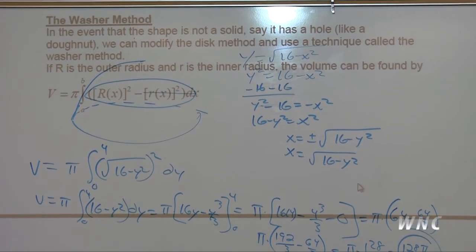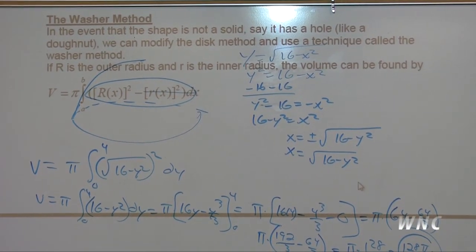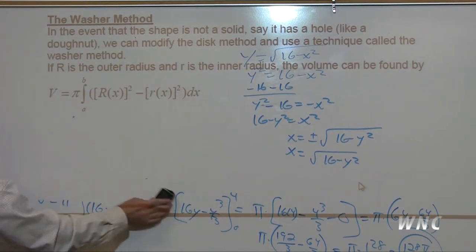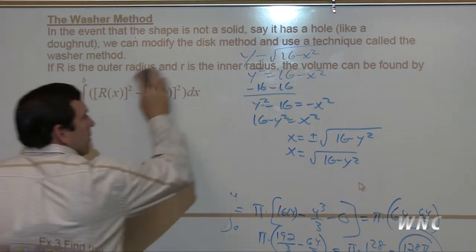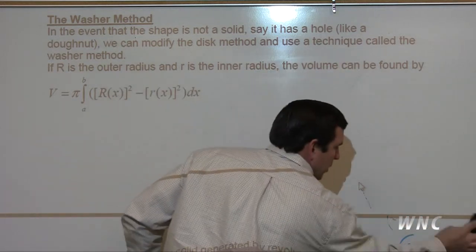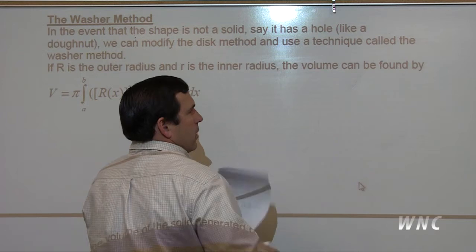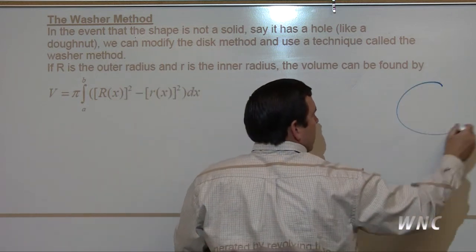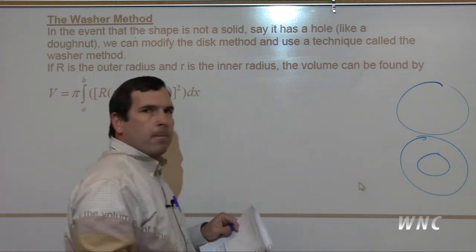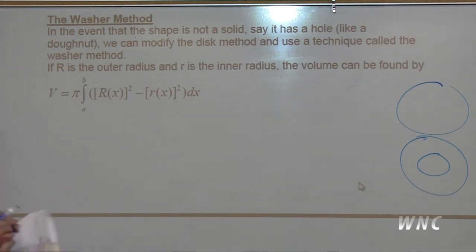The washer method is another technique. It's a take on this disk method. So a disk is like a solid part. A disk would be solid. A washer would have a hole in the middle. Washers, you know, for nuts and bolts.